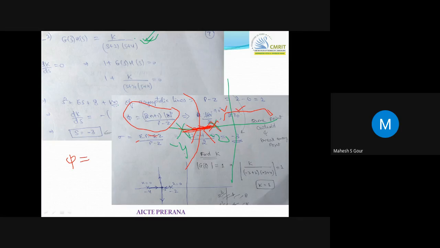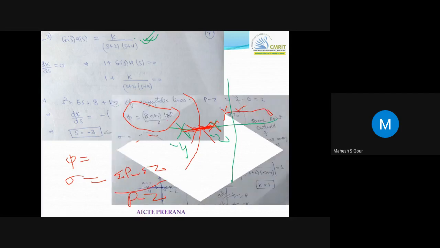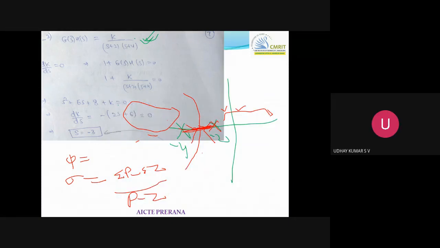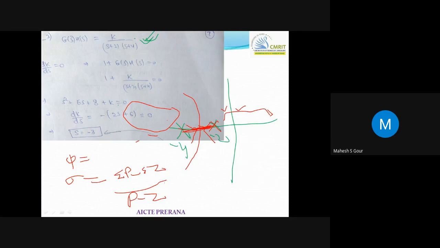So now what about the centroid point? Centroid is the summation of poles minus summation of zeros by p minus z. It is -3, sir. Okay, so it is -3. Right? So now you found the centroid as -3 and the angles as 90 and 270. Correct? Okay. Now the next thing is, now it is breaking.